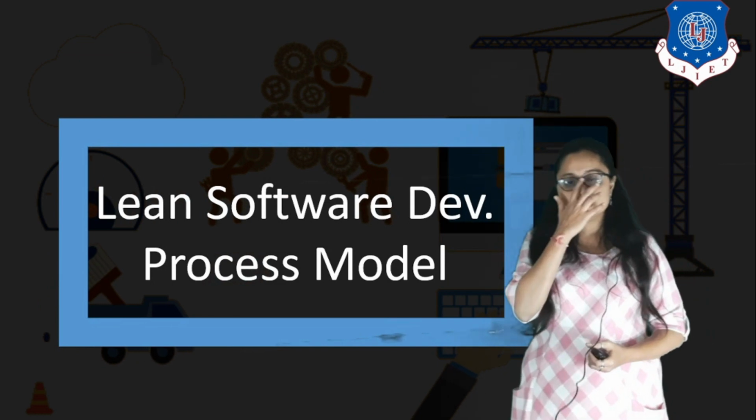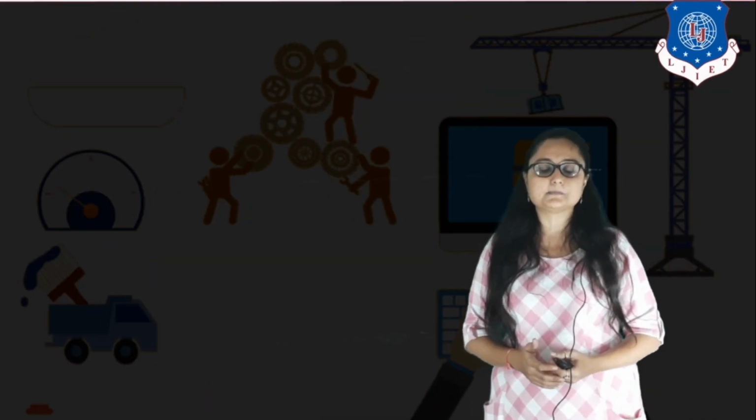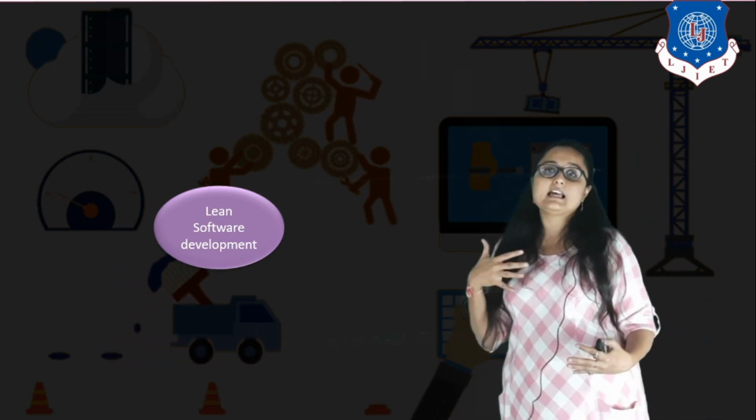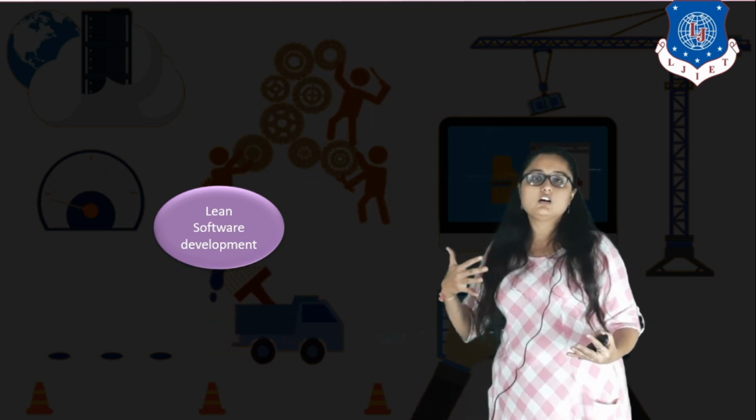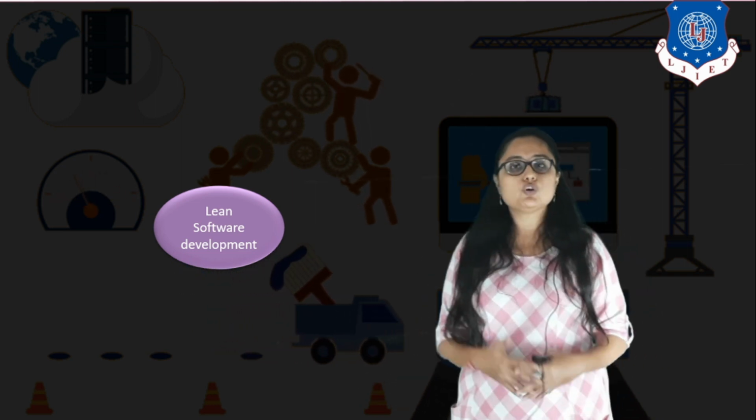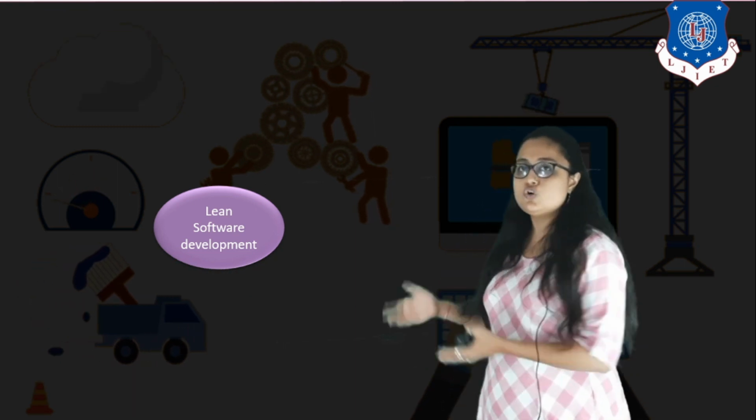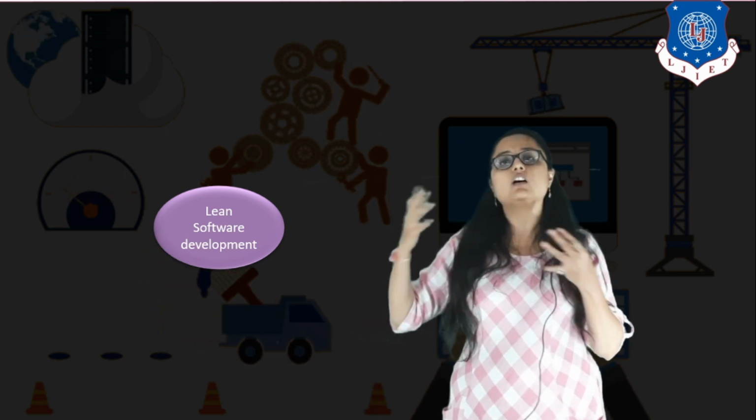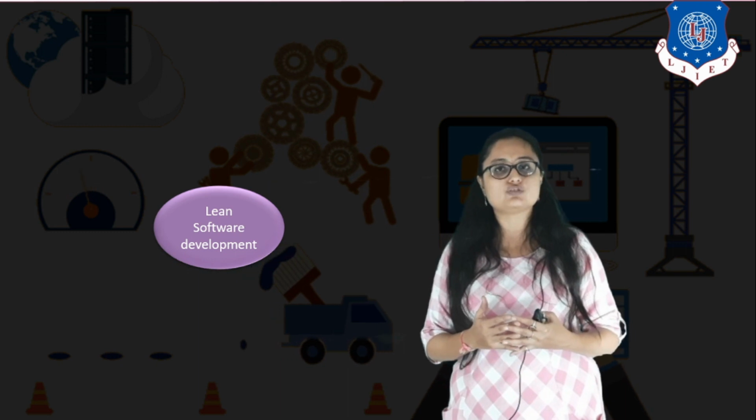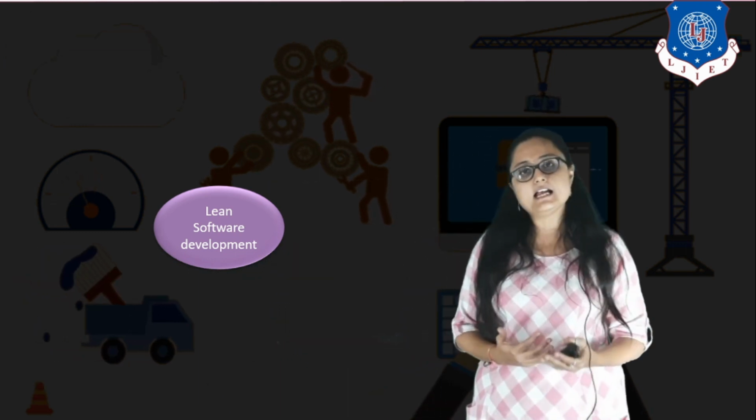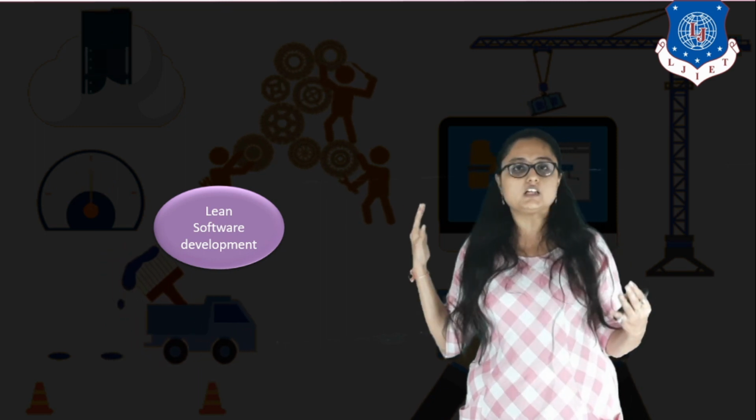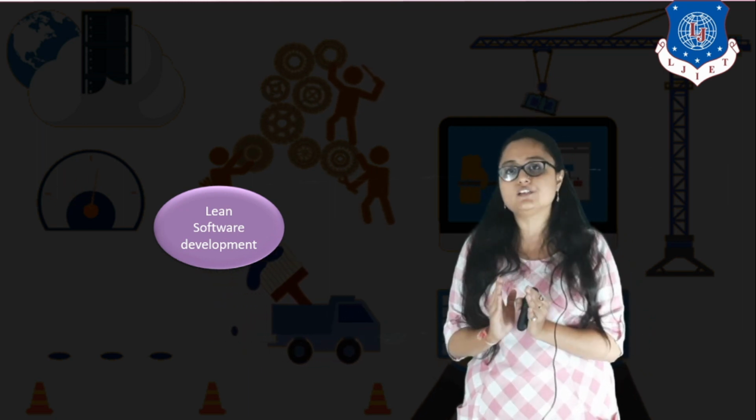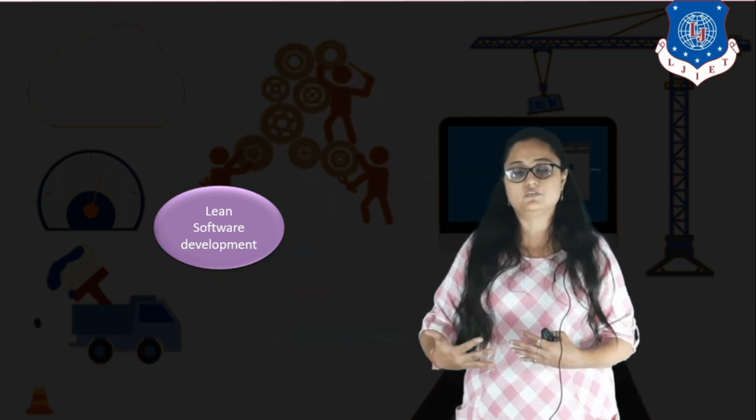The next process model is the lean software development process model. Now, the lean software development process model has been taken from the physical world or hardware world. Toyota is the first company who actually adopted this lean methodology. What does lean development actually suggest? It tells that whenever you are developing something, whether it is a car or it is software, lean process means that you have to eliminate the waste. Now, what is waste with respect to a car?